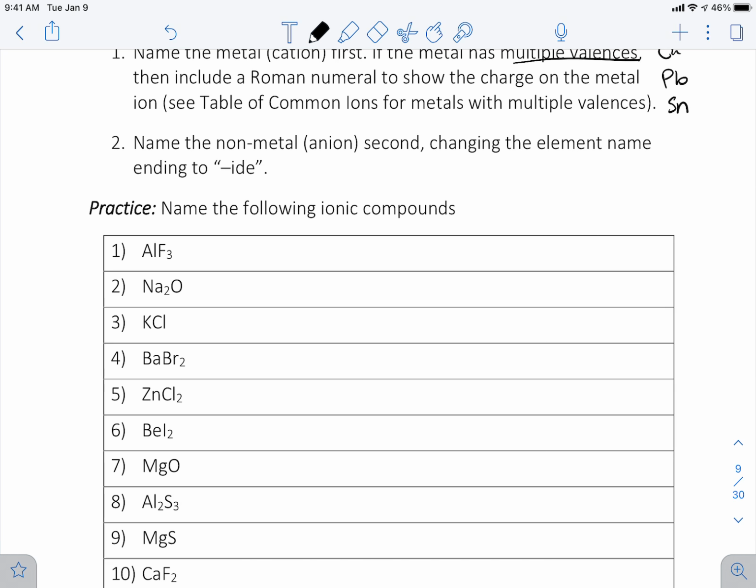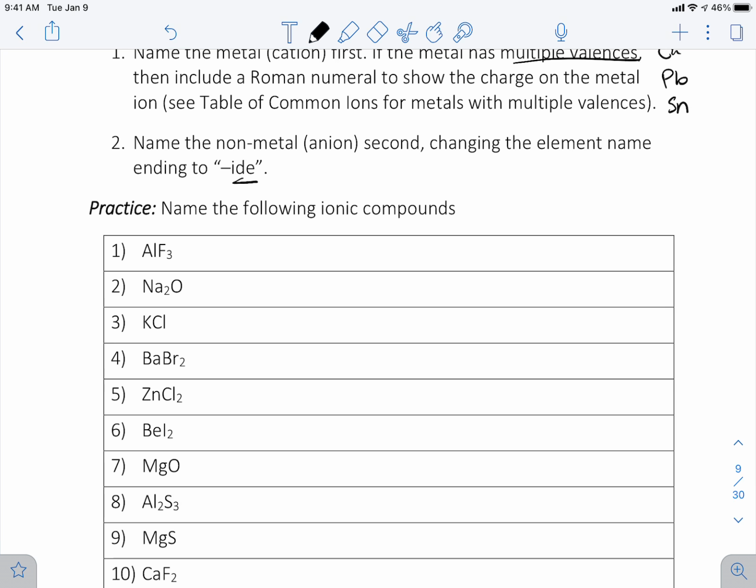Now, we also have to name the nonmetal, and to name the nonmetal, we simply name the element and then change the last few letters to a postfix, "ide."